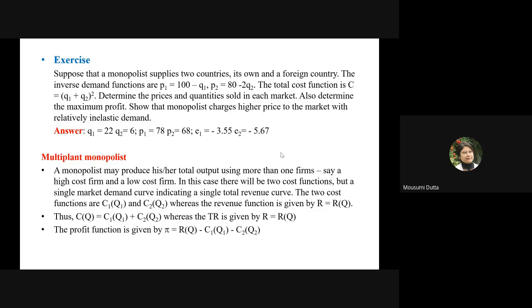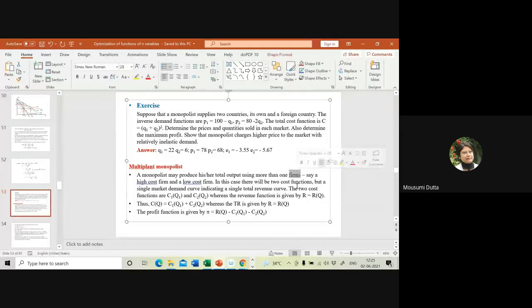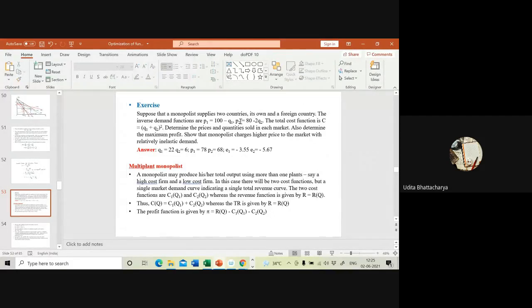Okay, so a monopolist may produce his or her total output using more than one plant. There is a mistake. Ma'am, can you please explain the multi-plant monopolist concept once again, in terms of why we are horizontally summing MR?